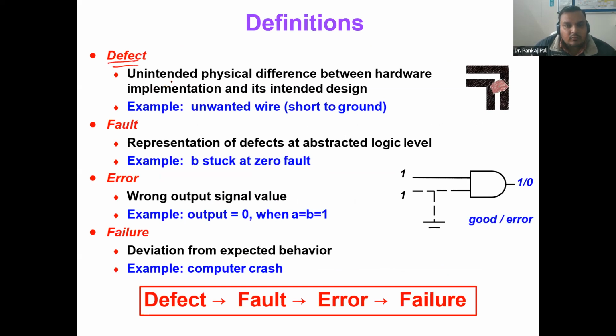This is the defect. And what a defect is: an unintended physical difference between the hardware implementation and its intended design. Defects can be anything. It's a crystal orientation defect, a doping profile defect. There are so many defects, but we don't concern ourselves with all of them. Only some of the defects will deteriorate my performance.